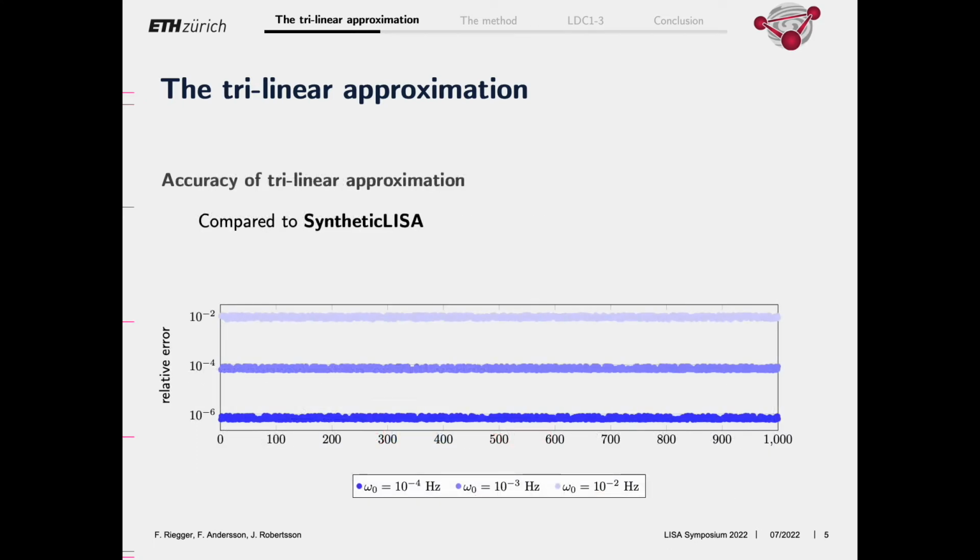So for this, we are comparing signals that are computed with the trilinear approximation to signals that are computed with the synthetic LISA implementation. And this comparison is conducted for 3 different carrier frequencies, where for each of those carrier frequencies we have generated 1,000 signals, each having a different polarization and a different sky location. Now, the results, as well as theoretical considerations, show that the relative error in the trilinear approximation increases proportional to the square of the carrier frequency. So in general, we see that the trilinear approximation is a fairly good representation of the LISA data. Now let's return to the data analysis.